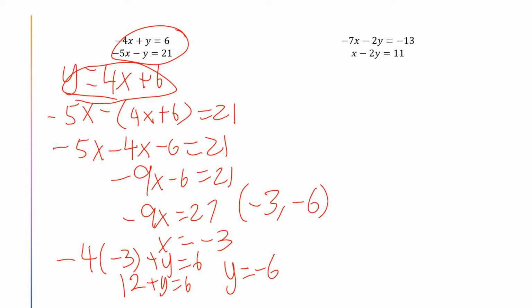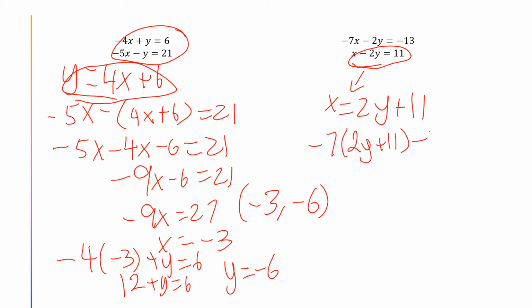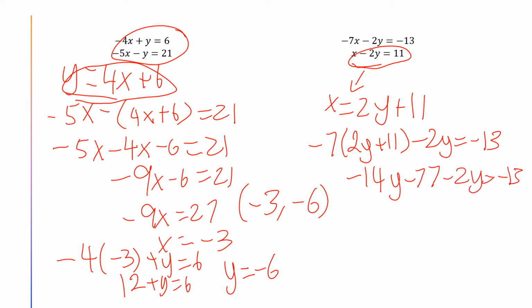Okay, let's try the next example. Now we have negative 7x minus 2y equals negative 13, and x minus 2y equals 11. The easiest way to approach this would be to rearrange the second equation into x equals 2y plus 11. So now we can plug 2y plus 11 into the first equation for x. So that gives us negative 7 times (2y plus 11) minus 2y equals negative 13. That gives us negative 14y minus 77 minus 2y equals negative 13.